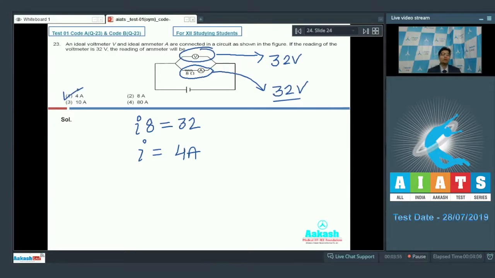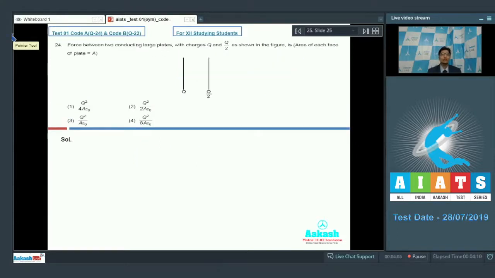Now, let us proceed to the next question, that is question number 24. Dear students, question number 24 says that the force between two conducting large plates with charges plus Q and plus Q by 2, as shown in the figure, is. It is given that the area of each face of the plate is equal to A.